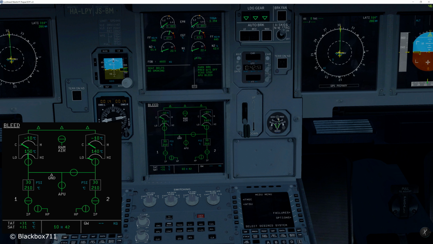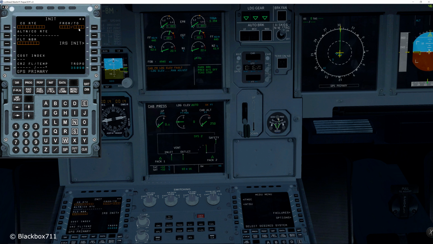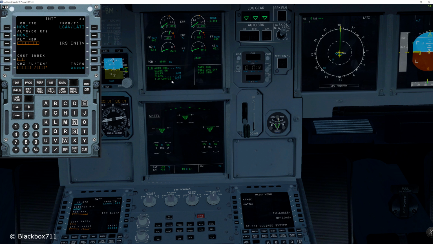Let's now talk about the pressurization system of the A320X. Now when you start up the simulator, you've come across the message cabin pressure landing elevation fault, and that is because there's no arrival airport inserted into the FMS. So once that is done, you'll see the message disappear.